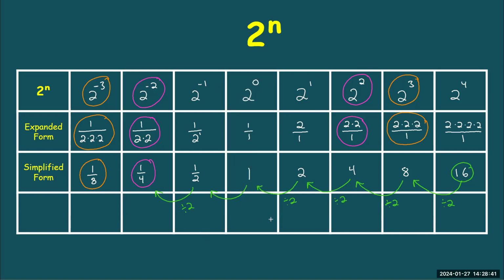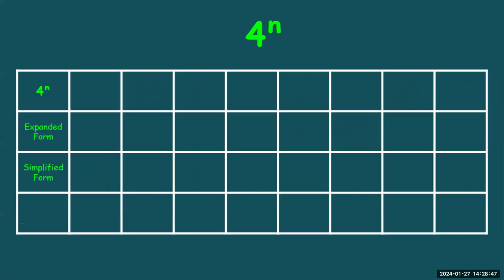Now, we're going to look at two more examples, except we're going to go a lot faster on these next two examples. We're going to look at 4 to the power of n. And same process, we're going to take a base of 4, take it to the power of 1, power of 2, power of 3, and power of 4. We're going to skip the expanded form.